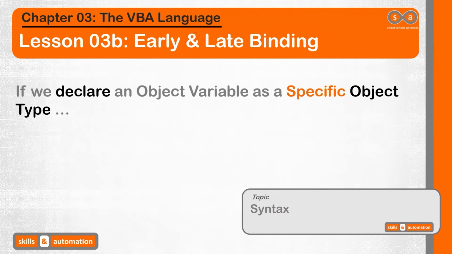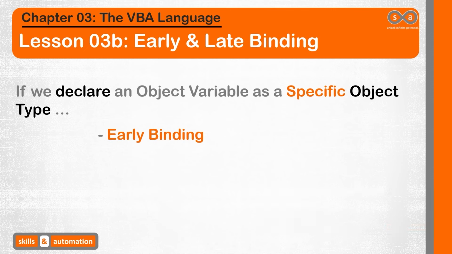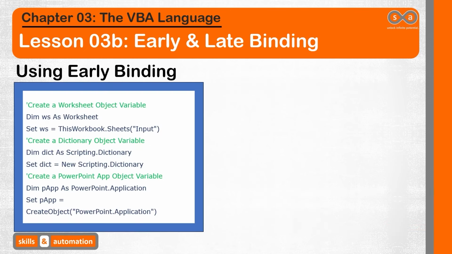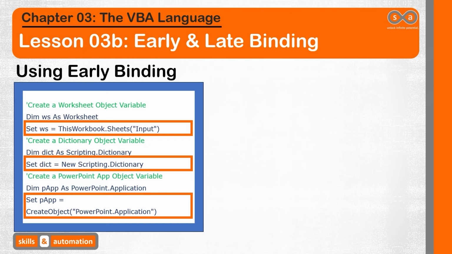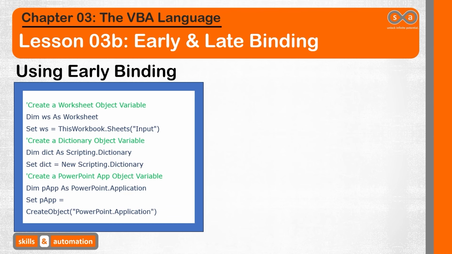If we declare an object variable as a specific object type, then we're using early binding. In the first example, we declare the variable as a worksheet, then as a dictionary, and another one as a PowerPoint application. In each of these three examples, we are creating an object variable via early binding. The point to highlight here is regardless of how the object variable is assigned in the set statement, as long as the specific object type is used in the declaration, it's early binding.